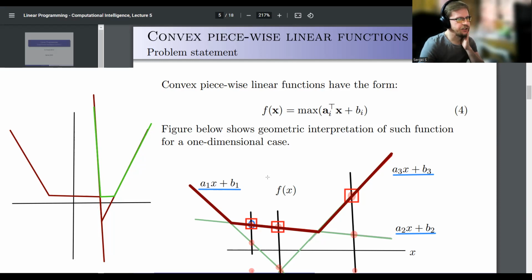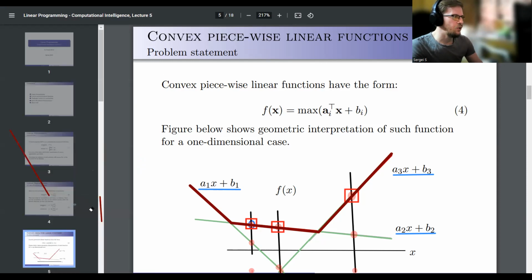What I'm trying to say is that this is somehow a linear approximation of something convex, and it can be as precise as you want. So as long as you can use it, suddenly we can work with pretty much any function that you like.